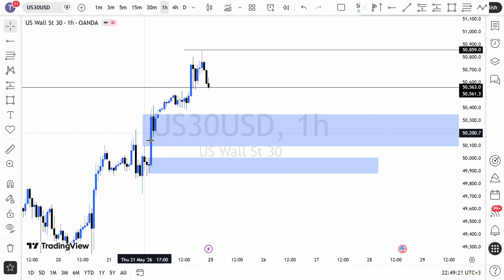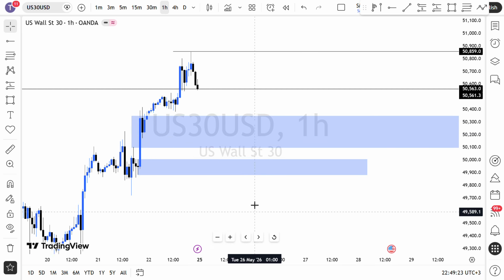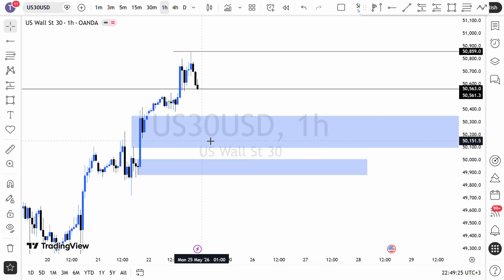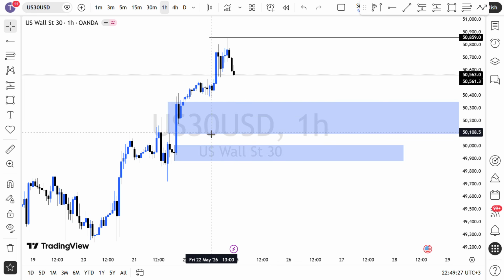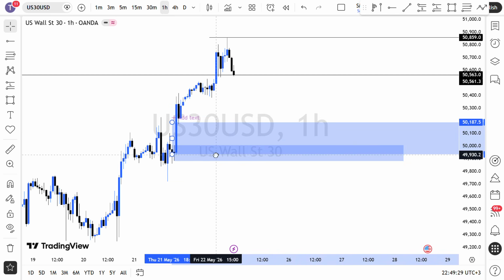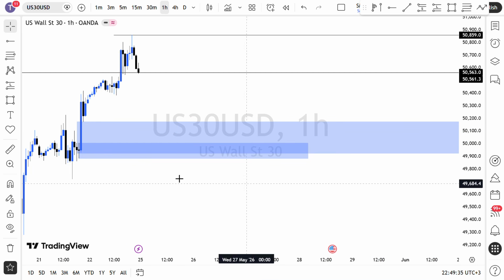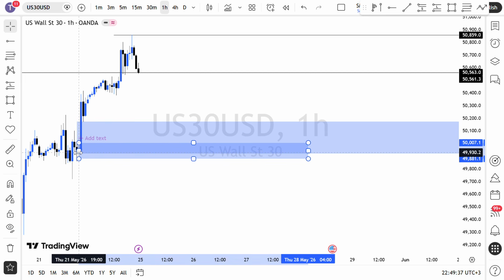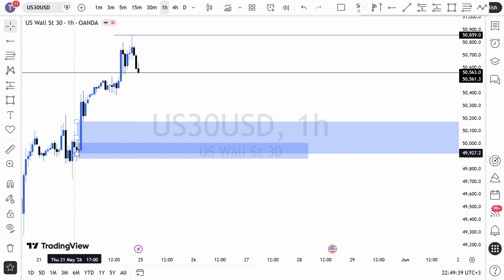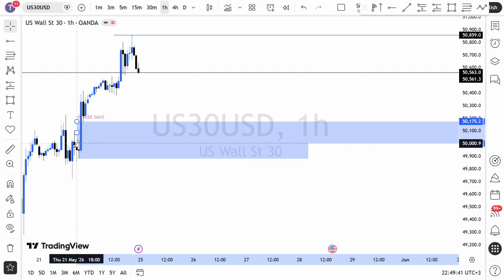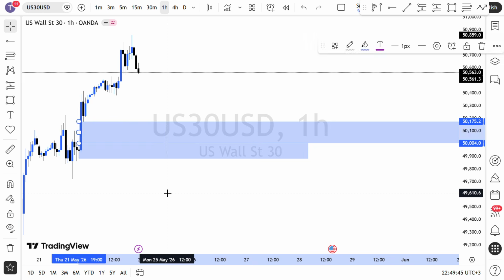Then we remember we had that daily fair value gap. So this is the best area of interest. Then we also have the fair value gap here inside the 1 hour time frame as well. So we have multiple points of interest, and that means any point of interest that gives us a confirmation, that is where we'll be having our trade setups to the upside.